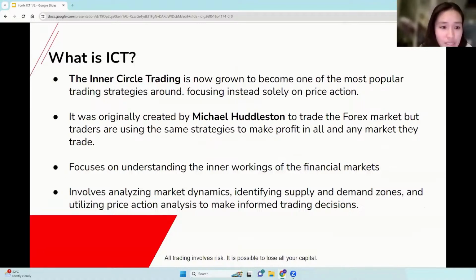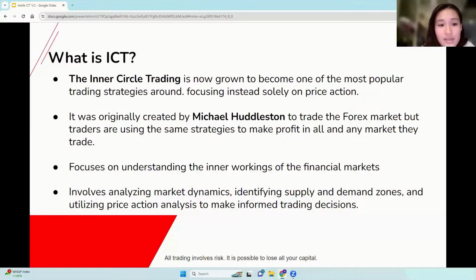So what is ICT? Basically ICT stands for inner circle trading. Okay, let me just allow you to pop your questions into the chat. Okay, so let's start by defining what exactly we mean by inner circle trading. ICT, or inner circle trading, is a trading methodology that focuses on understanding the inner workings of the financial markets.